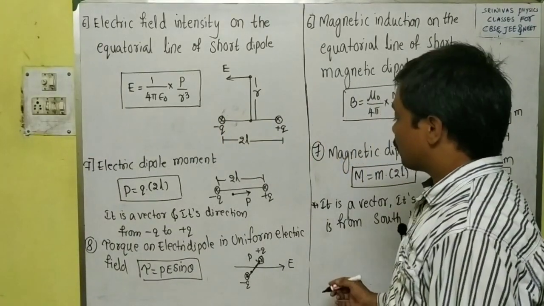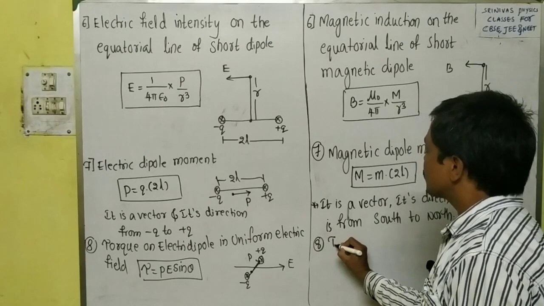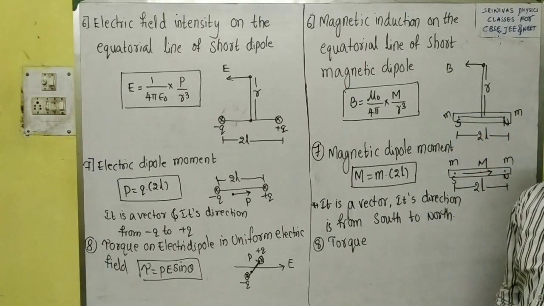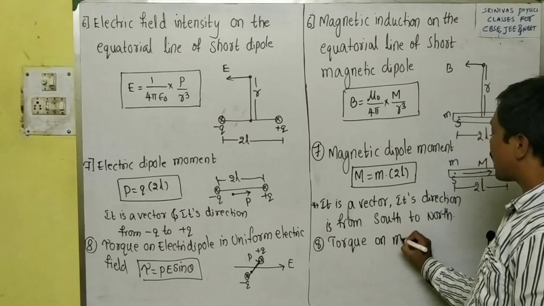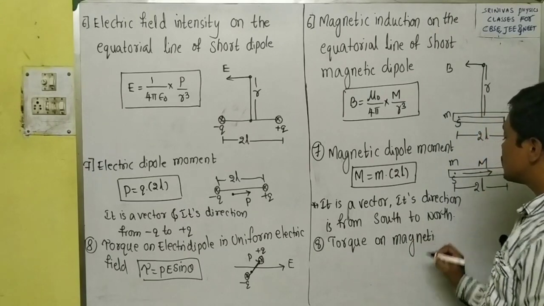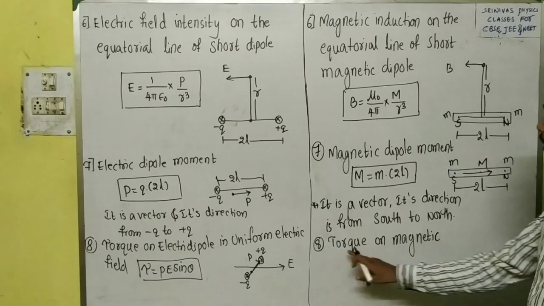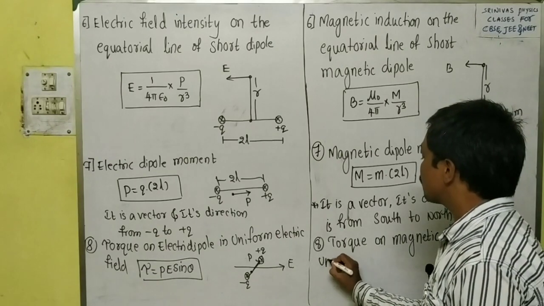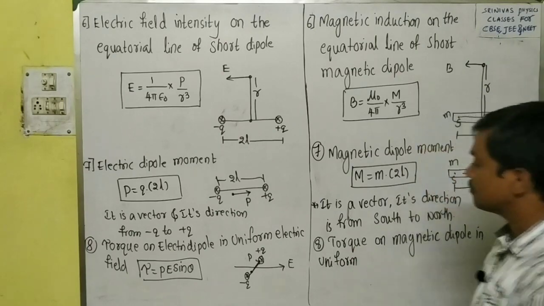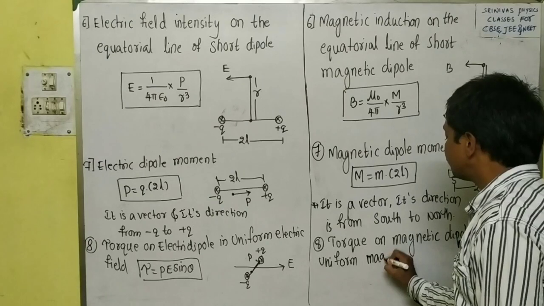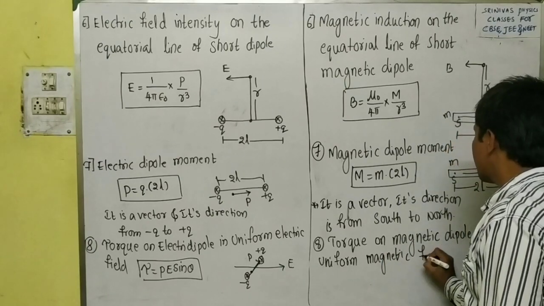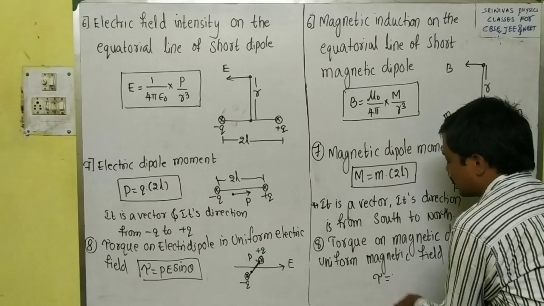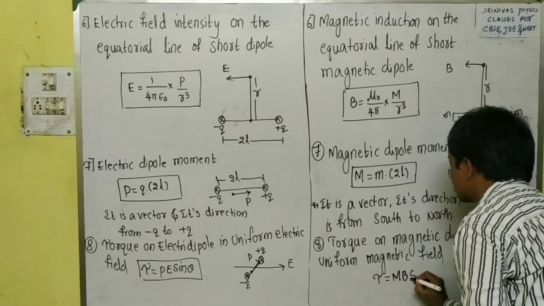Torque on a magnetic dipole in a uniform magnetic field, I want. The 8th point. Torque on, what is this? A magnetic dipole means a magnet. Magnetic dipole means two poles should be there. That is nothing but a magnet only. Torque on a magnetic dipole in a uniform magnetic field. That formula is MB sin theta. Capital M, capital B sin theta.